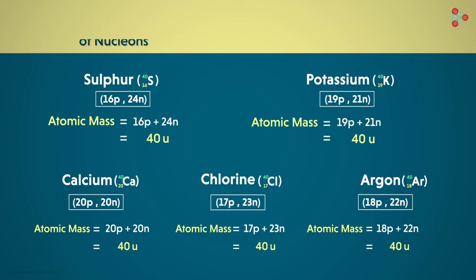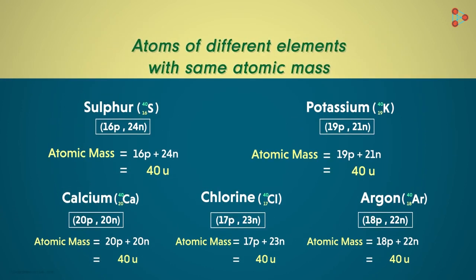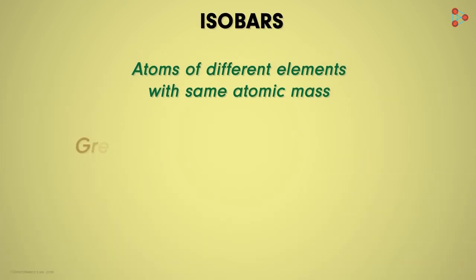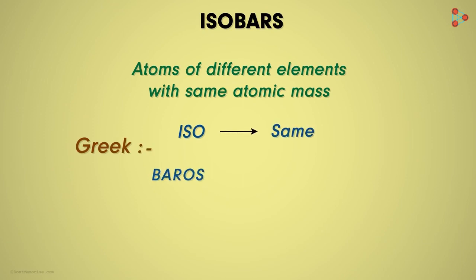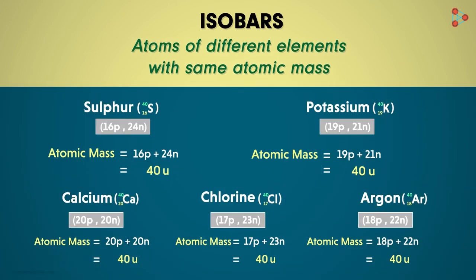Such atoms, or rather isotopes of different elements having the same atomic mass, are called isobars. The term arises from Greek, iso meaning same and baros meaning weight. Remember, if we consider 2 isobars, the number of protons and number of neutrons in each case will be different. But the total number of nucleons or the atomic masses will be the same.